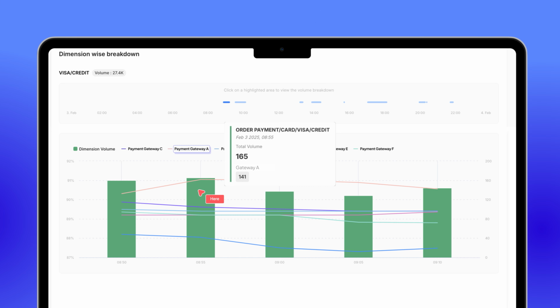In case a gateway does not receive any transaction for a set amount of time and you select that time period for analysis, we provide the exact scores based on which routing decisions are being made. So users can validate how the routing engine had made decisions in favor of another gateway as compared to the gateway in question.